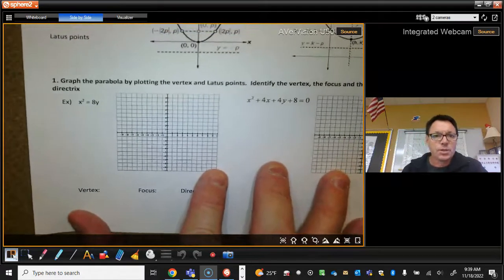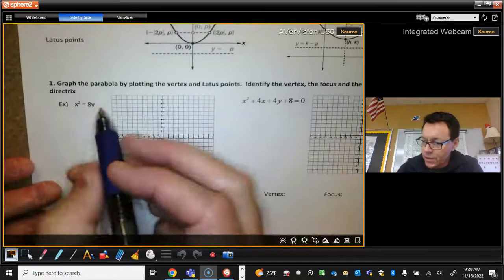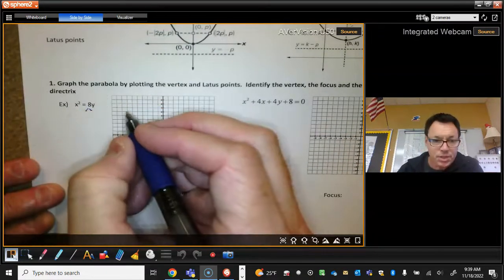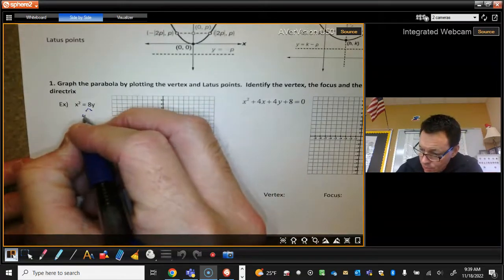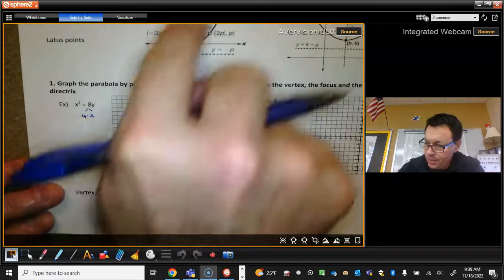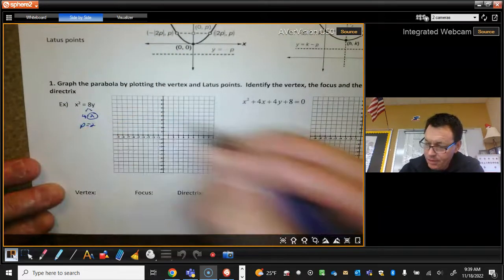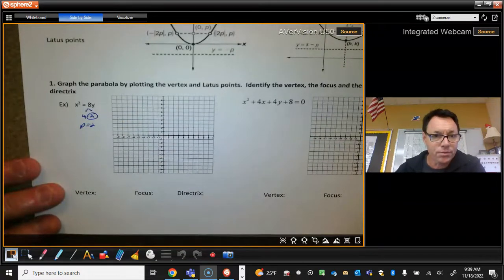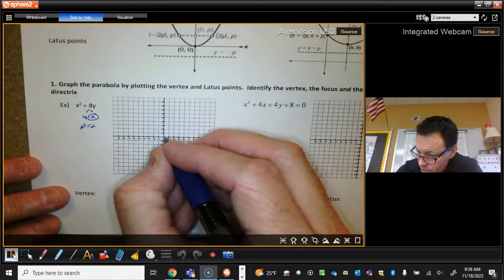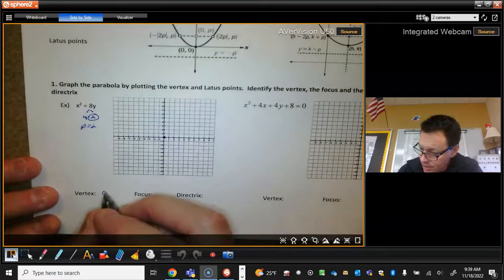All right. So graph the parabola by plotting the vertex and lattice points. Okay, so first things first. This is our parabola. The first thing we need to do is split the number 8 into 4 times 2. 4 is the number that's in the formula that we were looking at, and 2 is our p-value. That is how we're going to move. So this parabola is centered at the origin, so we're going to start at the origin. So that's our vertex. So our vertex is 0, 0.